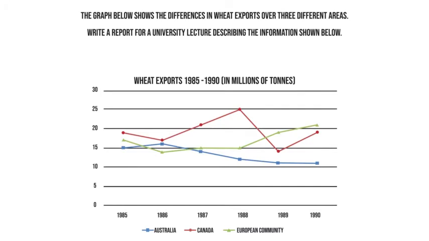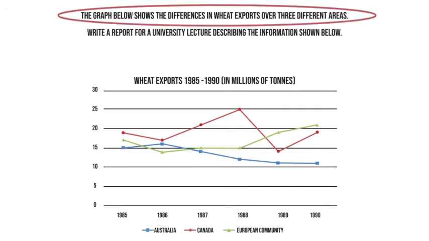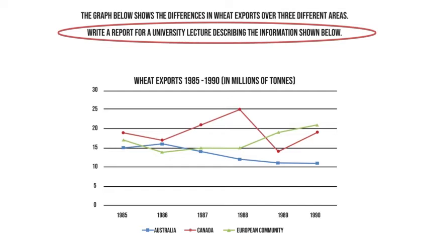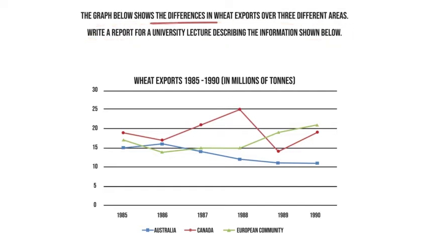So this is the line graph that we will be analyzing and learning from today. So first thing that you'll see at the very top, it says that the graph below shows the differences in wheat exports over 3 different areas. And the instruction goes, write a report for a university lecturer describing the information shown below.